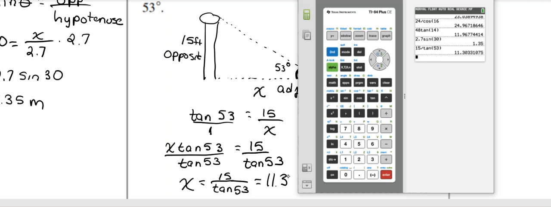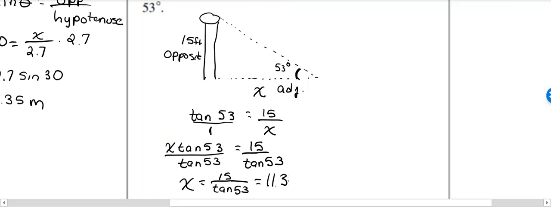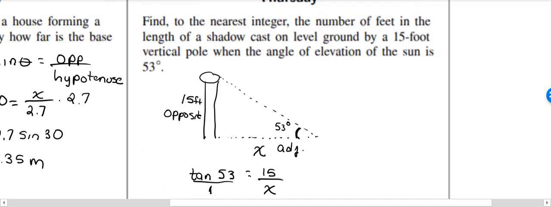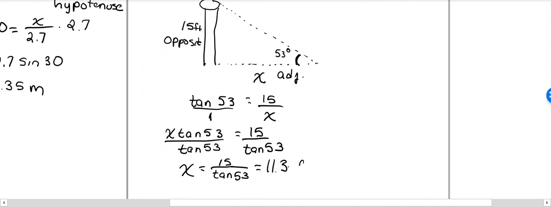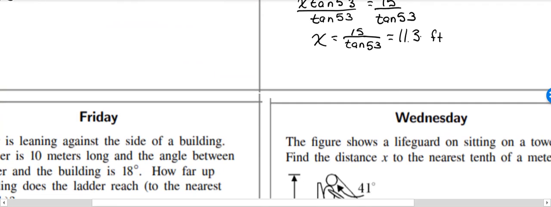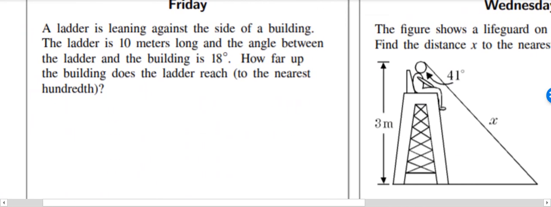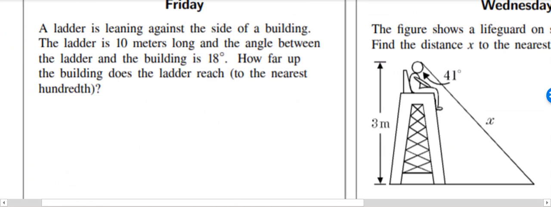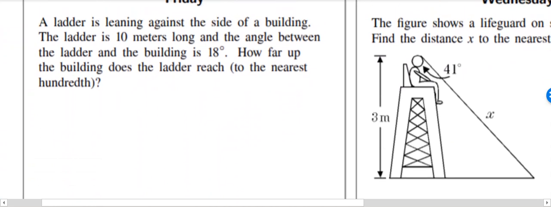Okay, just making sure I read that right. 11.3, and that would be in feet. So the length of the shadow is 11.3 feet. I'm always going to go to one place behind the decimal here. I know I went two there, but generally one place behind the decimal is sufficient. Okay, let's do two more.